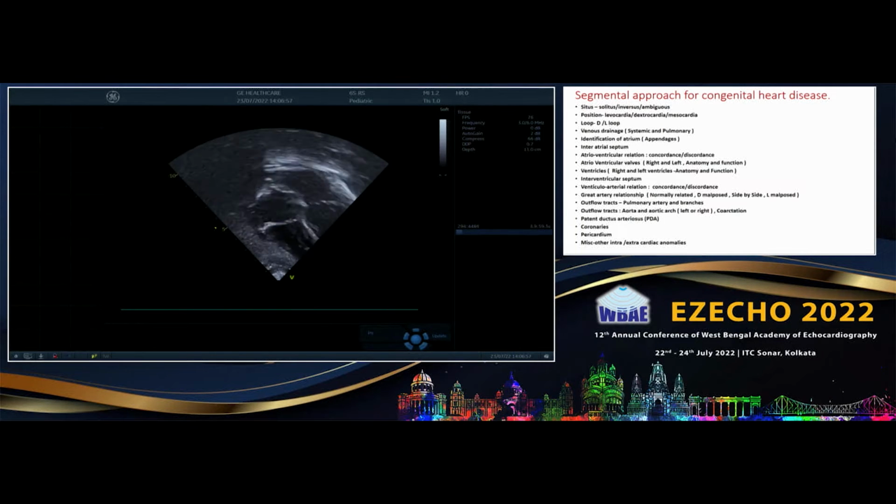We can see a morphologic right atrium on the left. In that case, it can be inversus or ambiguous, either way. Yes, please continue. After that, we will come to the AV valves.